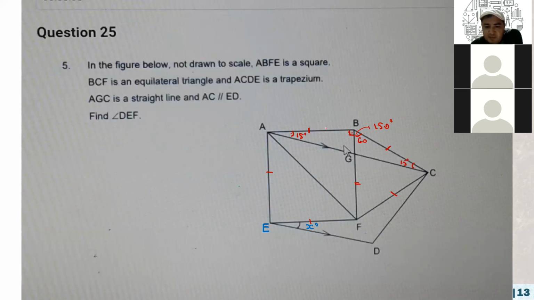Now, as I see here, AB is parallel to EF, right? These two lines are parallel because they are opposite sides of a square. And also AG is parallel to ED. That means these angles are what we call corresponding angles, right? They are equal, which means that X is equal to 15 degrees. Good. Next question.